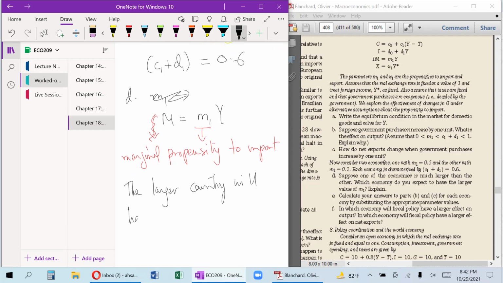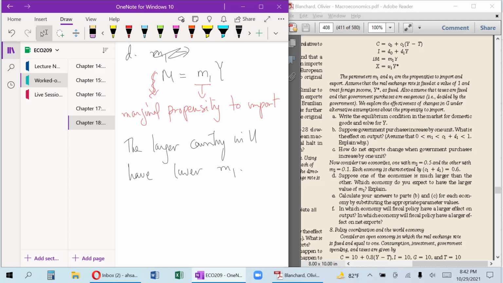So the answer is that the larger country will have a lower M1. So the question is why? First of all, this is not a mathematical or a theoretical relationship. We cannot do that. What we can say is what we tend to observe in real life, in the data or in practice: larger countries will have a lower propensity to import, because larger countries tend to produce a larger variety of goods. So their need to import is lower.